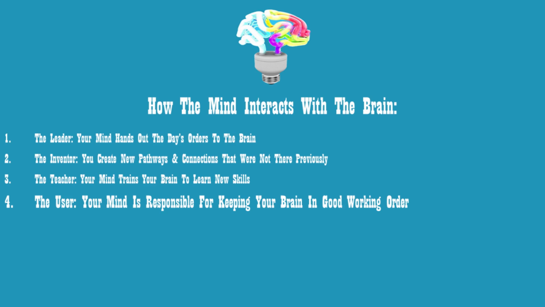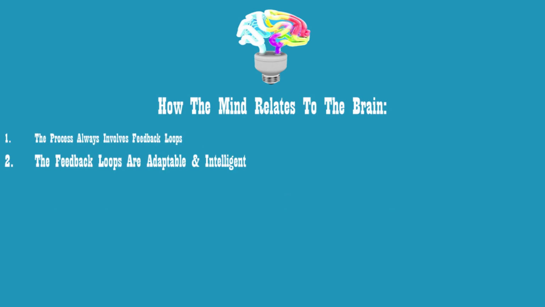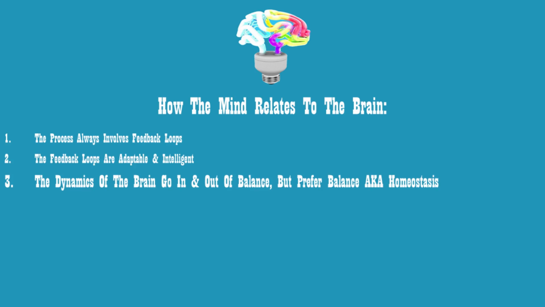And so now that I've gone through the 4 ways that your mind interacts with your brain, I now want to go through the 10 ways that your mind relates to the brain that are discussed in the book. And the first is that the process always involves feedback loops. Second is these feedback loops are adaptable and intelligent. The third is, the dynamics of the brain go in and out of balance, but always favor overall balance, and this is known as homeostasis.